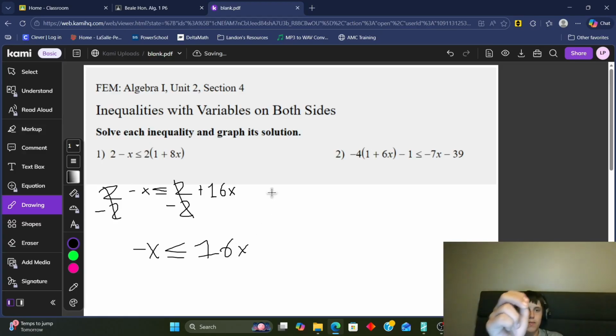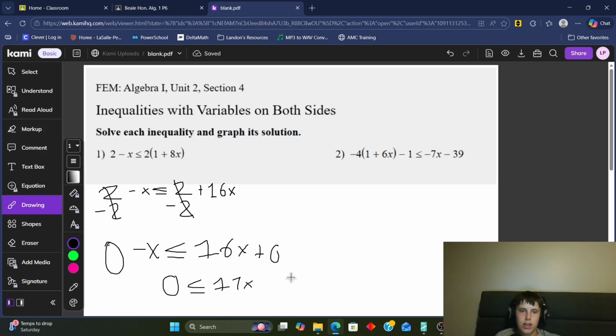And then we want to actually understand that there are zeros on each side. So we have 0 and 0. So what we want to do is move the x to one side. So I'm going to add x to the other side. So it's going to be 0 is less than or equal to 17x. 17x is, nope, not less than, greater than or equal to 0. And then divide 17 on each side, and x is going to be greater than or equal to 0.